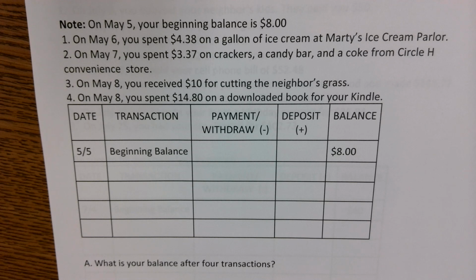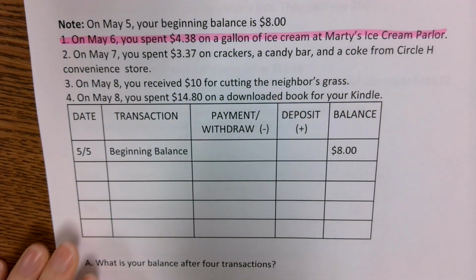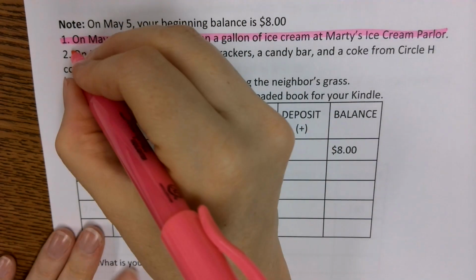For our first transaction, on May 6th, you spent $4.38 on a gallon of ice cream at Marty's Ice Cream Parlor. Is that positive or negative? Negative. So we're going to go ahead and highlight that in our pink. Okay, on May 7th, you spent $3.37 on crackers, a candy bar, and a Coke from Circle H convenience store. Positive or negative? Negative, right? Highlighting in pink again.